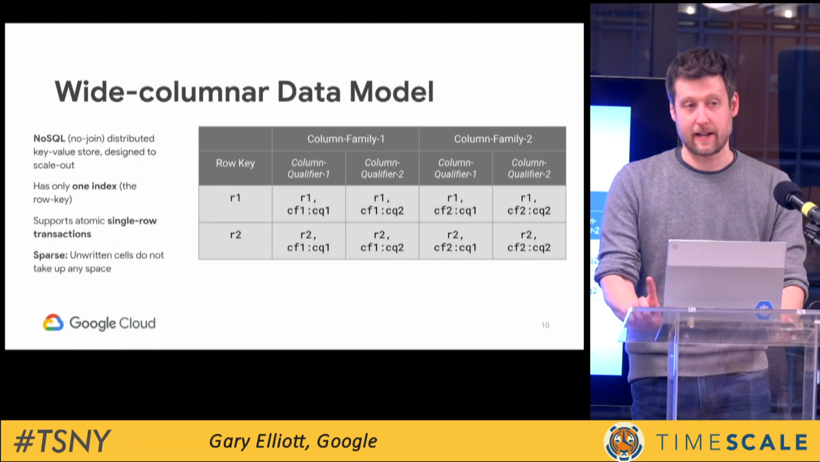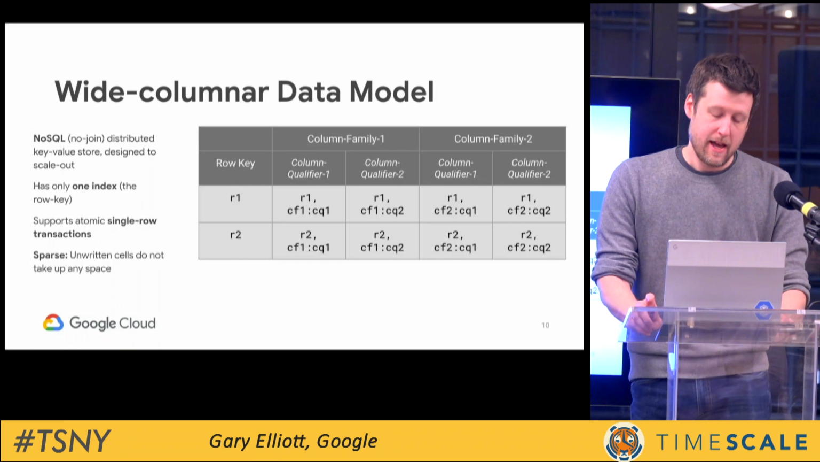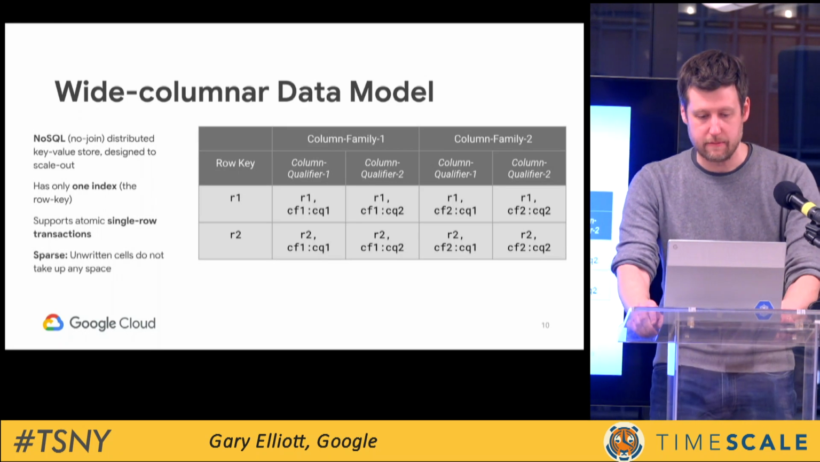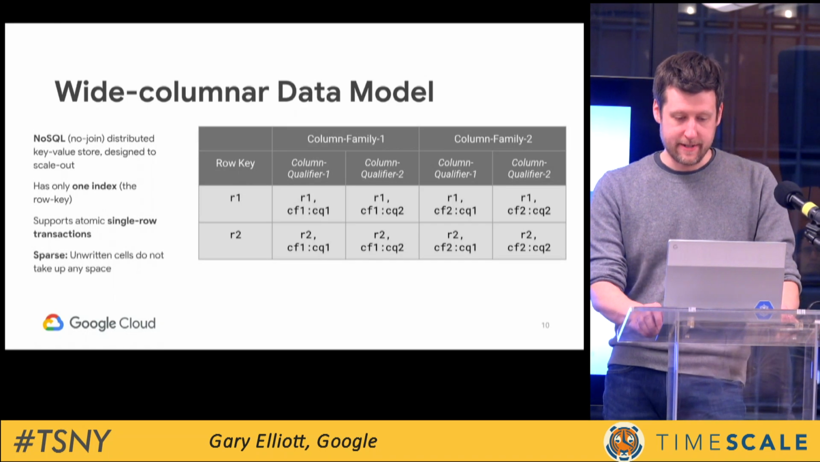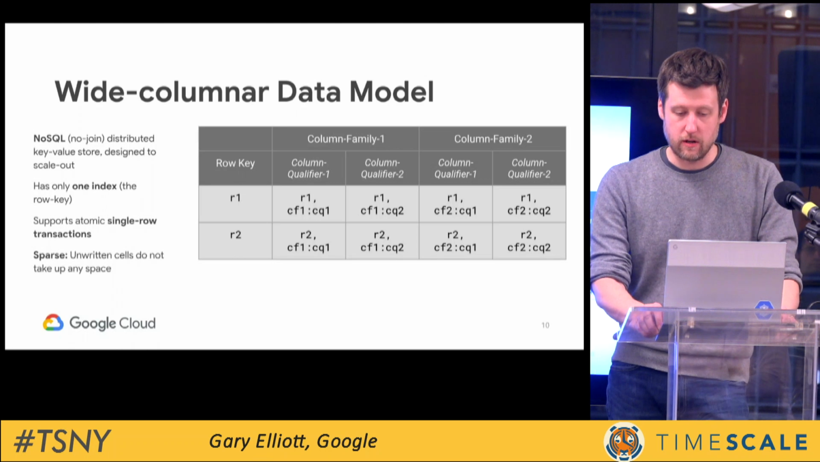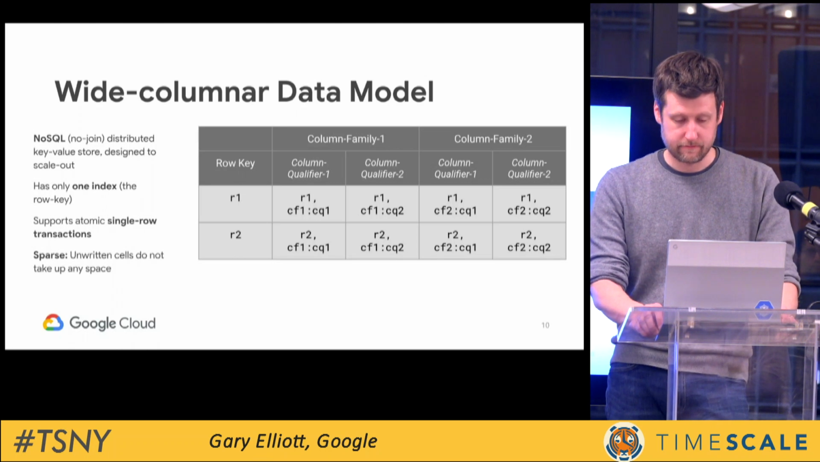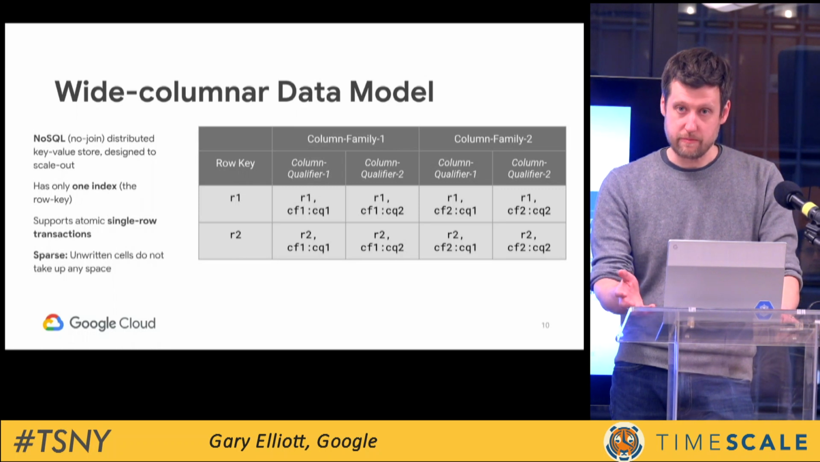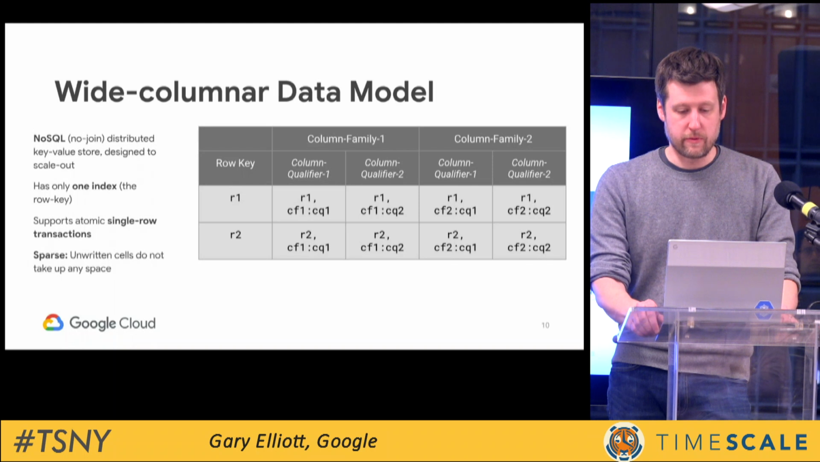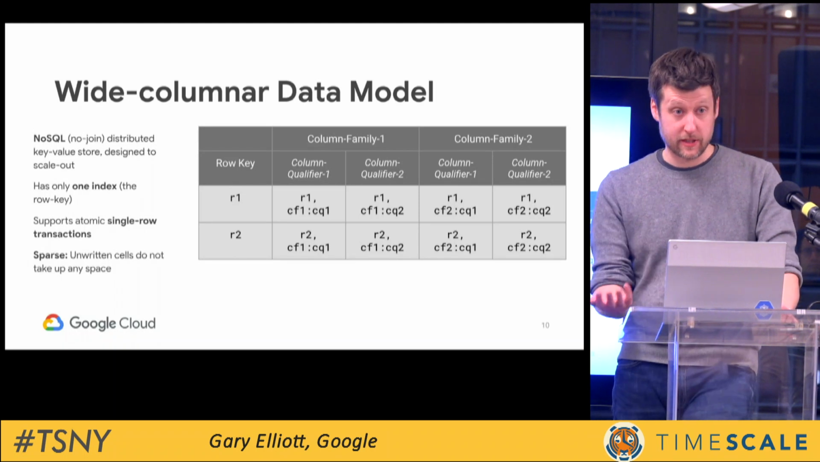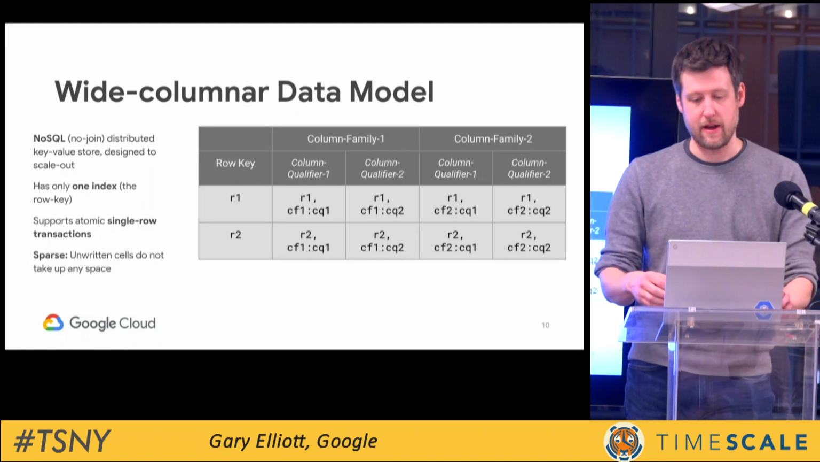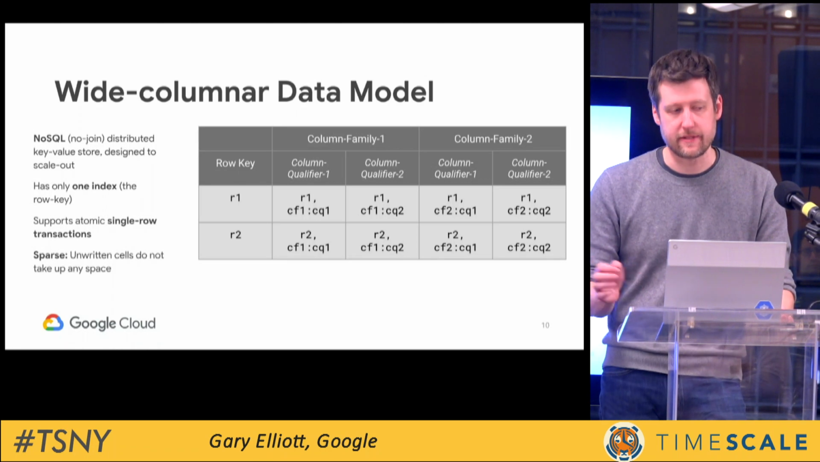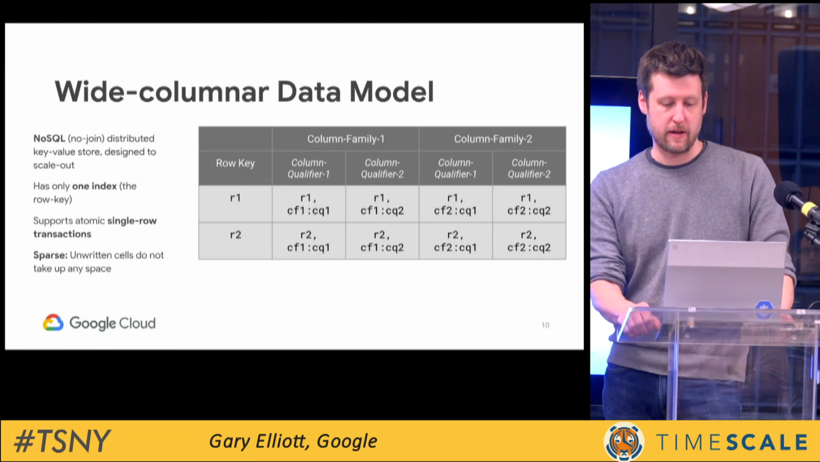There's exactly one index in Cloud Bigtable, and it's the row key. So as you can see here, a row in Cloud Bigtable has a key like R1. You can have one or more column families. Column families are collections of columns, just a way to group them. And within a column family, you can set a garbage collection policy to say any data in this column family, only keep around the most recent 10 versions or the last 30 days of data, something like that. So that's at the column family level.